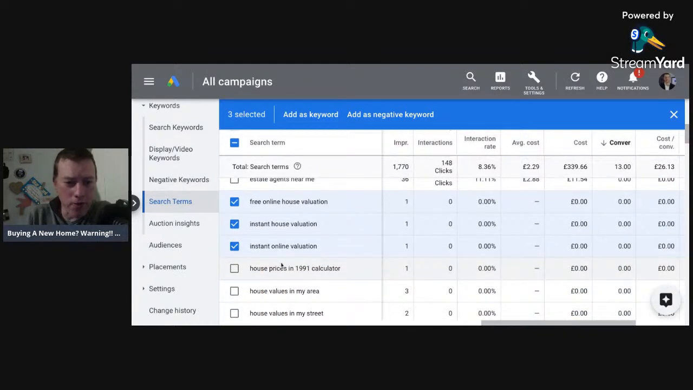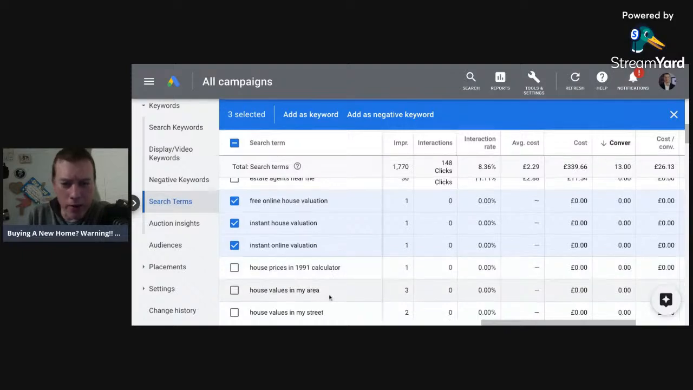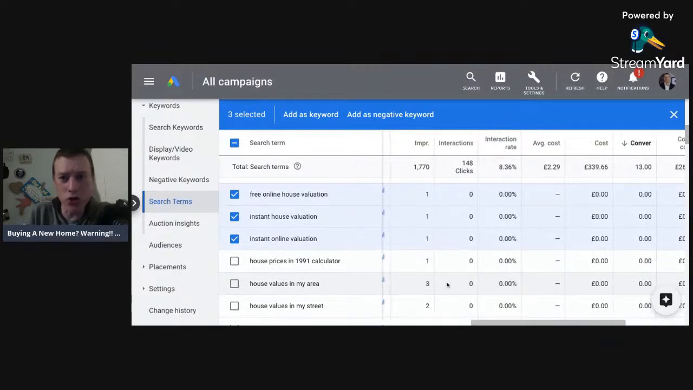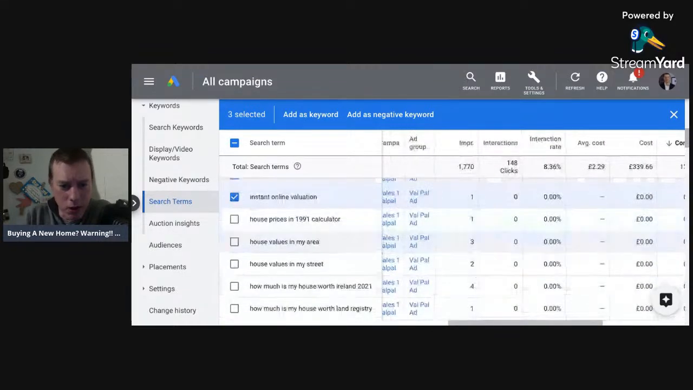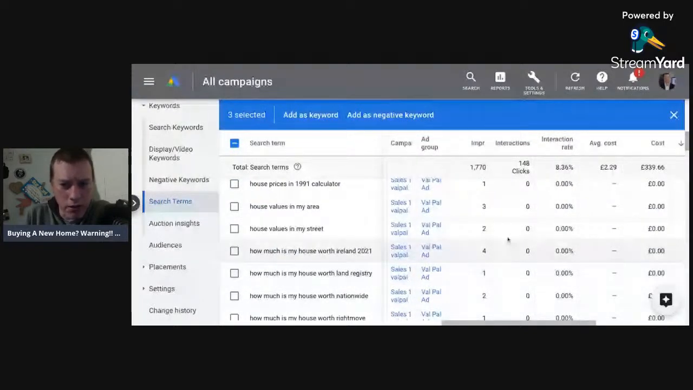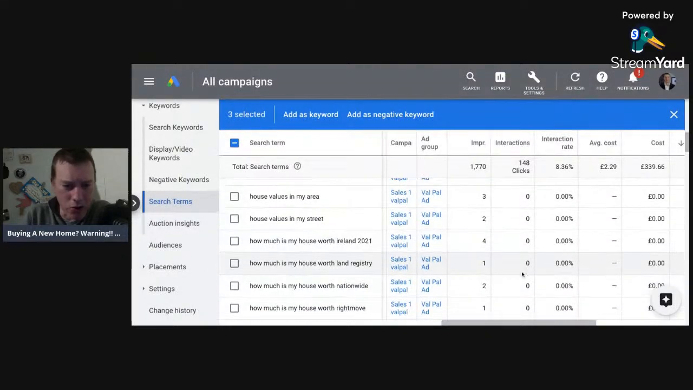Like, someone's typed into Google here, house prices in 1991, calculator, house values in my area. All right, we didn't get any impression. We didn't get any interactions there. So that didn't cost us anything. So these are words like, how much is my house worth? Land registry. We got 1 impression. So these are the impressions here. These are the clicks. So really, it didn't cost us anything.